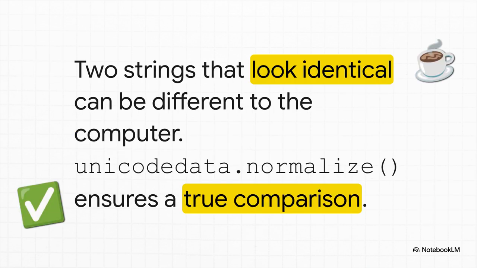Okay, now check this out, because this is where normalization is just pure magic. We've got two strings here, s1 and s2. To you and me, they look identical: café. But to the computer, one is a single character and the other is the letter e followed by a separate accent mark. So when we first compare them, Python says they're False. They're not the same. But after we normalize them both to the same standard form, the comparison correctly gives us True. This is so incredibly important for things like search bars or password checks.